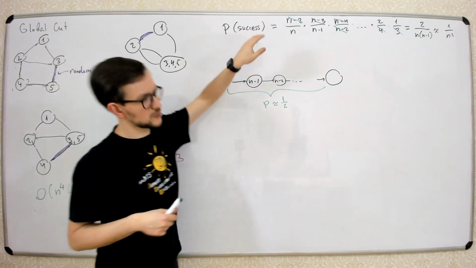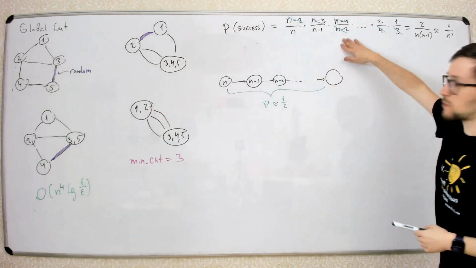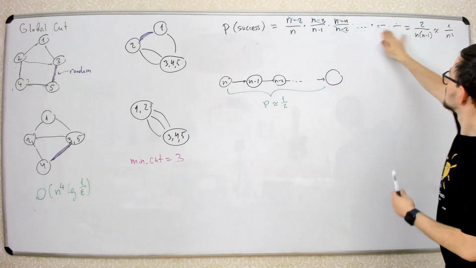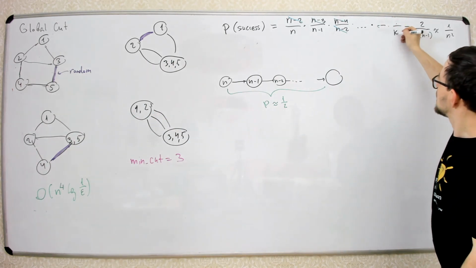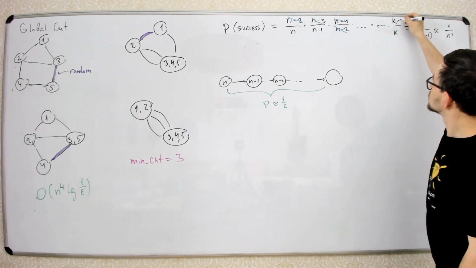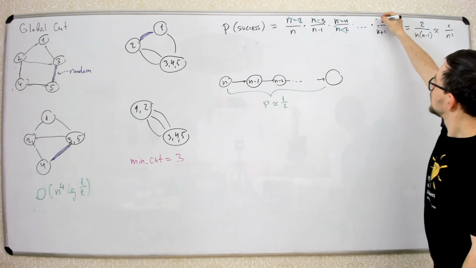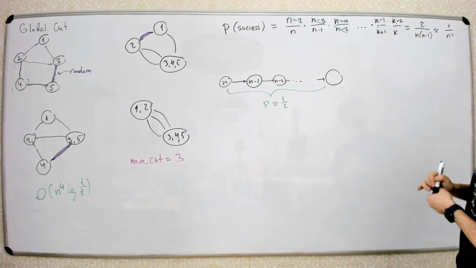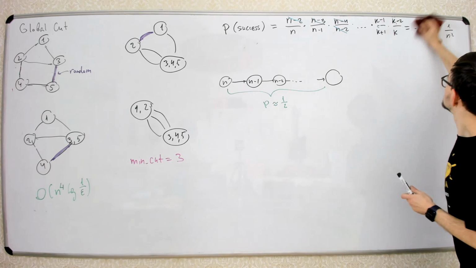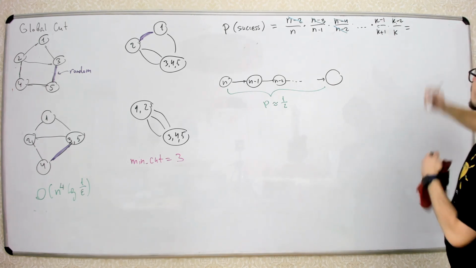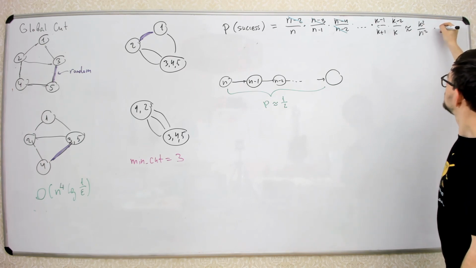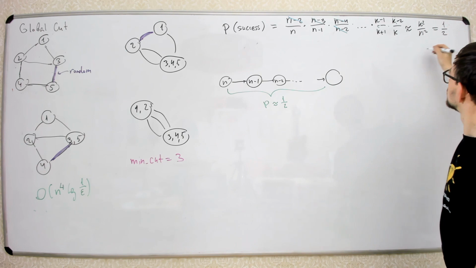Again, let's look. This is the probability of success. If we stop at point, let's say, k, then we have a graph of size k. The probability will be about k squared over n squared, right? And I want it to be 1 over 2. What is k?